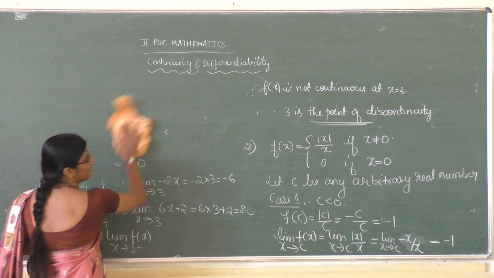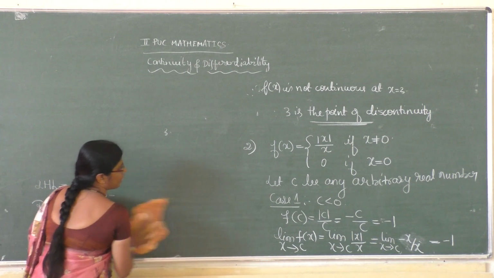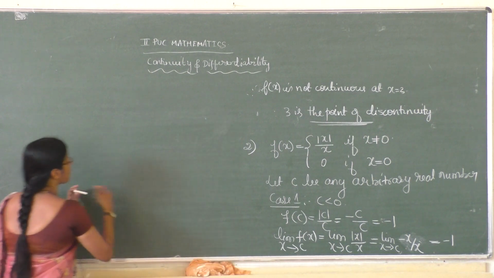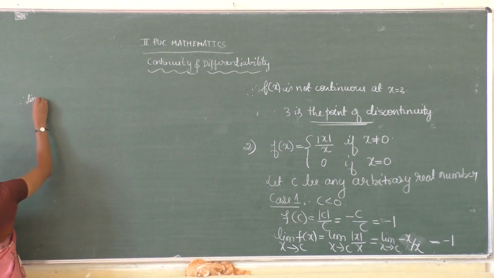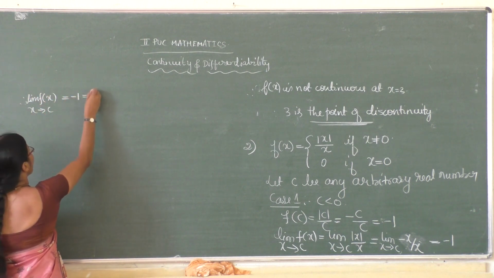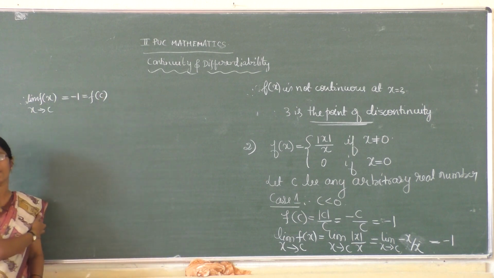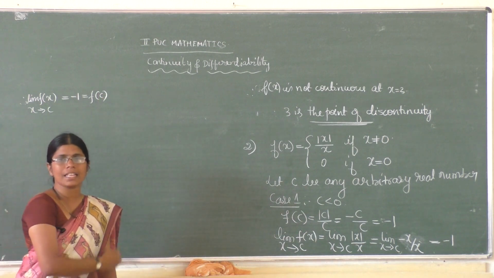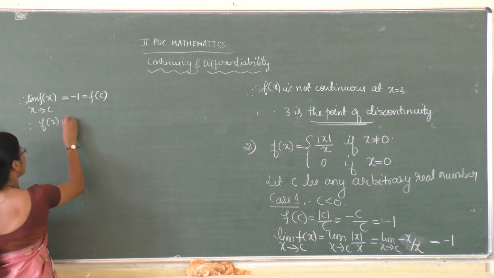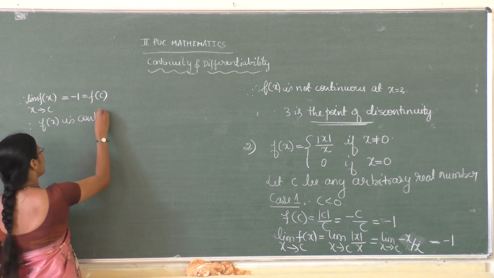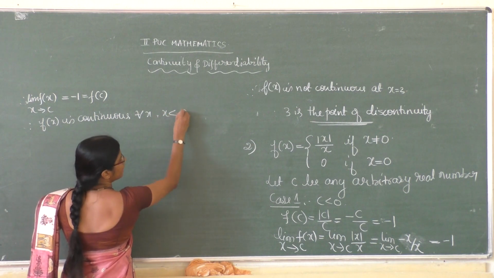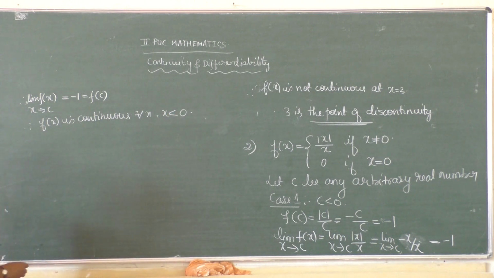Then we have to give the conclusion: limit of f of x as x tends to c equals minus 1, which equals f of c. Therefore, f of x is continuous for all x less than 0.